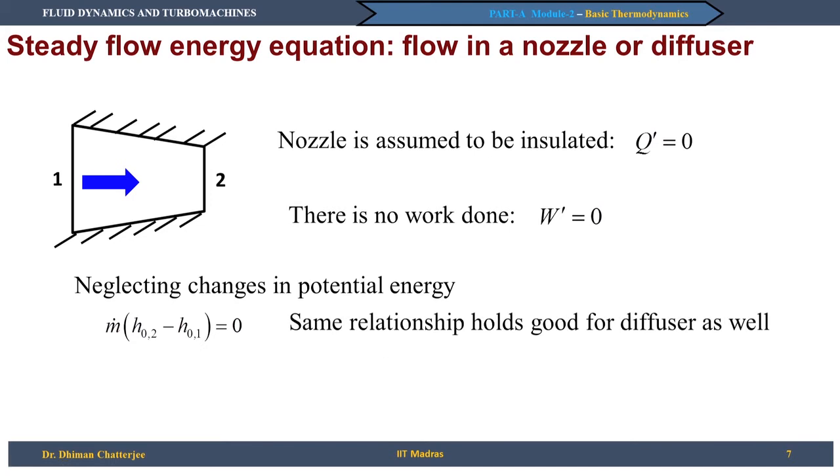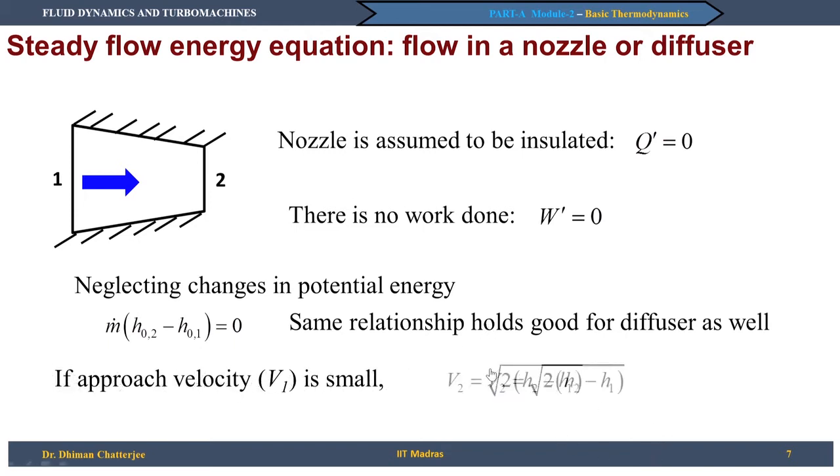I have shown it for a nozzle, but the same can be said for a diffuser as well. And if we say that the approach velocity V1 is small, as is often the case, then we can write the changes in the static enthalpy and the kinetic energy, and we get that V2 is root 2 (H2 minus H1).